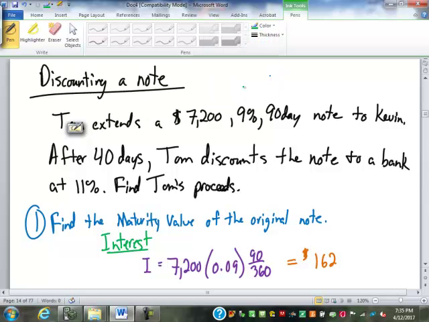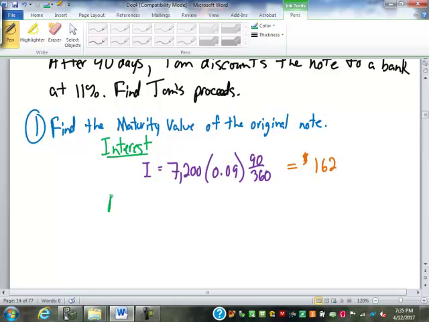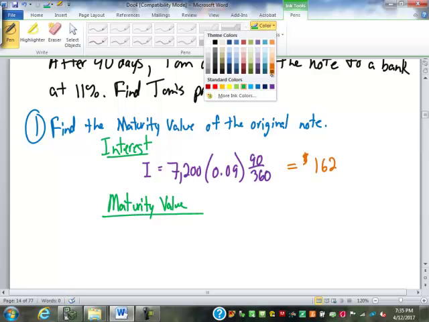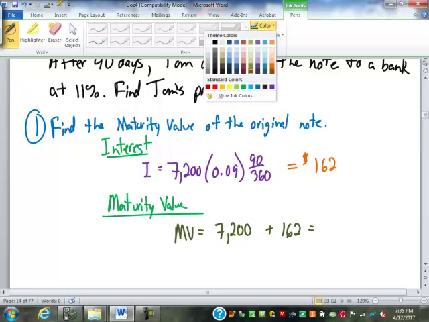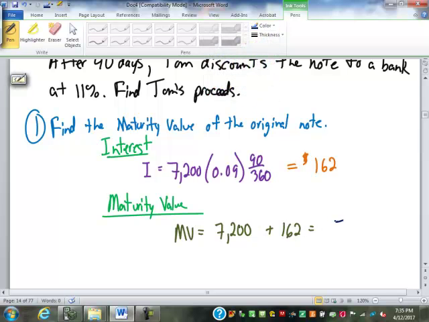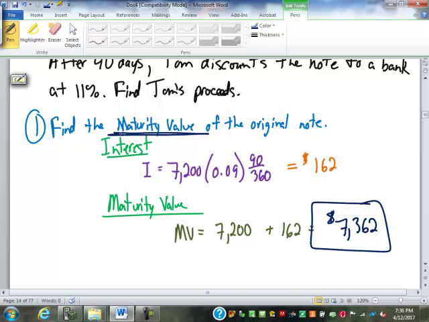So that's the interest. So then the maturity value is the original amount, 7,200, plus the 162 gives us $7,362. That is the maturity value of the original note.